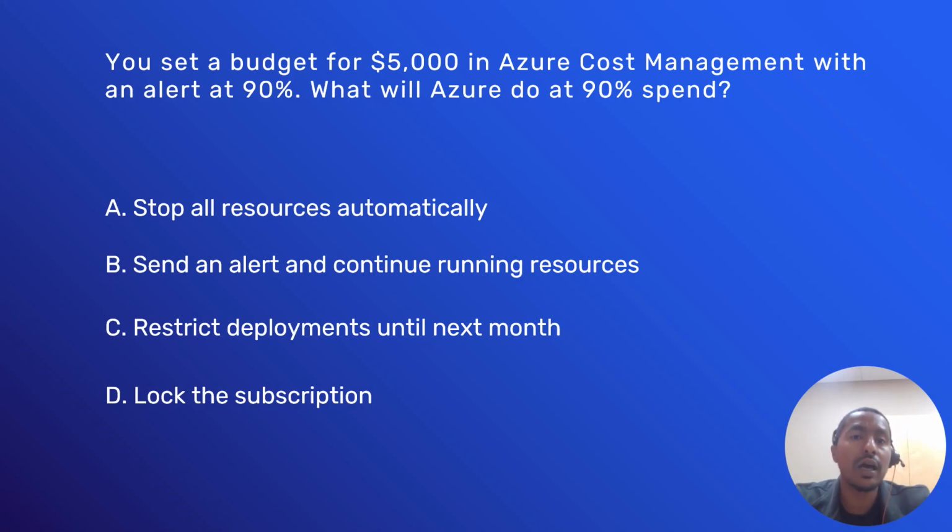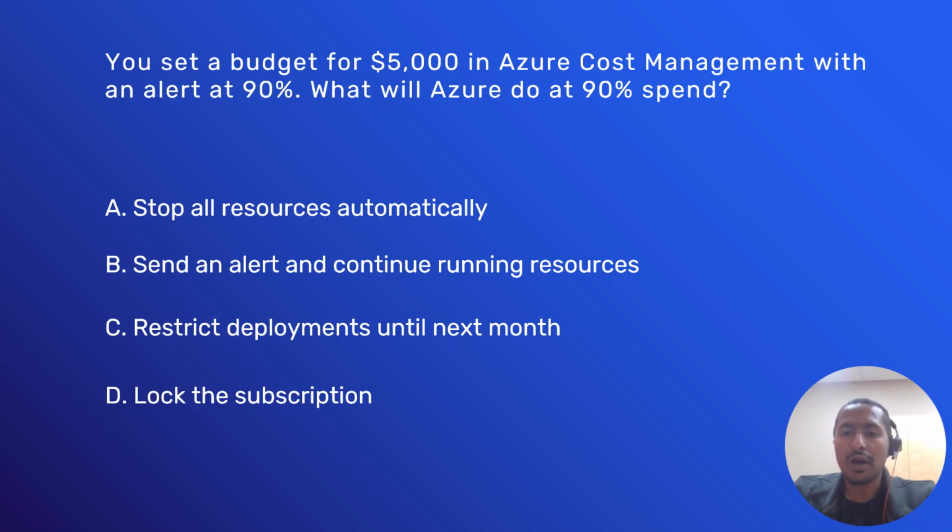Option D, lock the subscription. Again, this sounds strong, but it's incorrect because Azure will never lock your subscription automatically due to budget alerts. That kind of control would have to come from a policy or a manual lock.